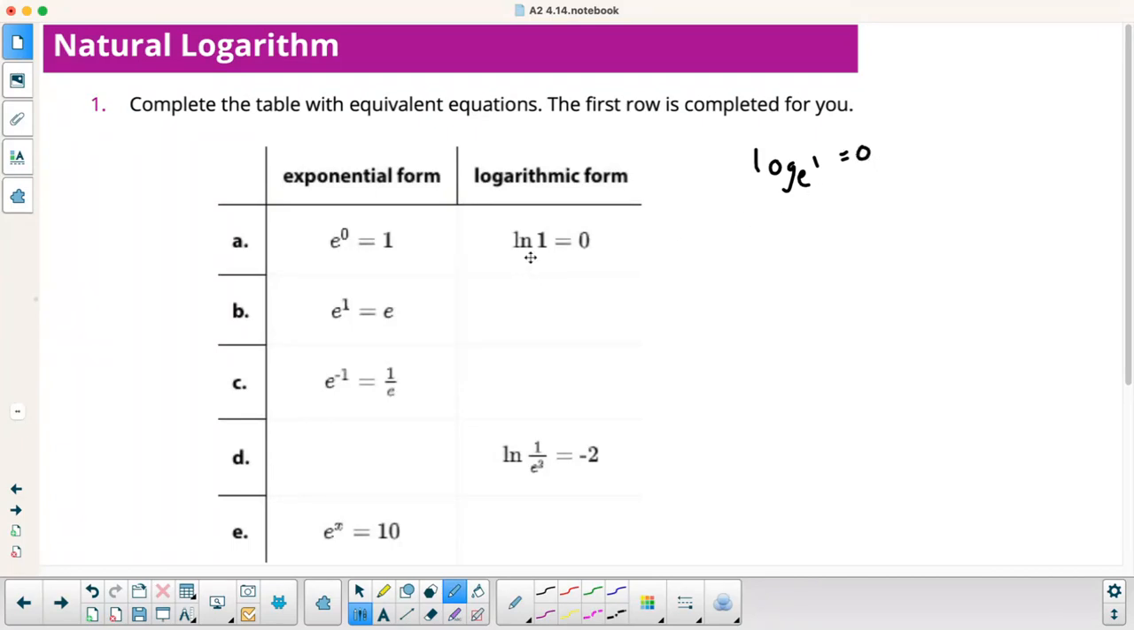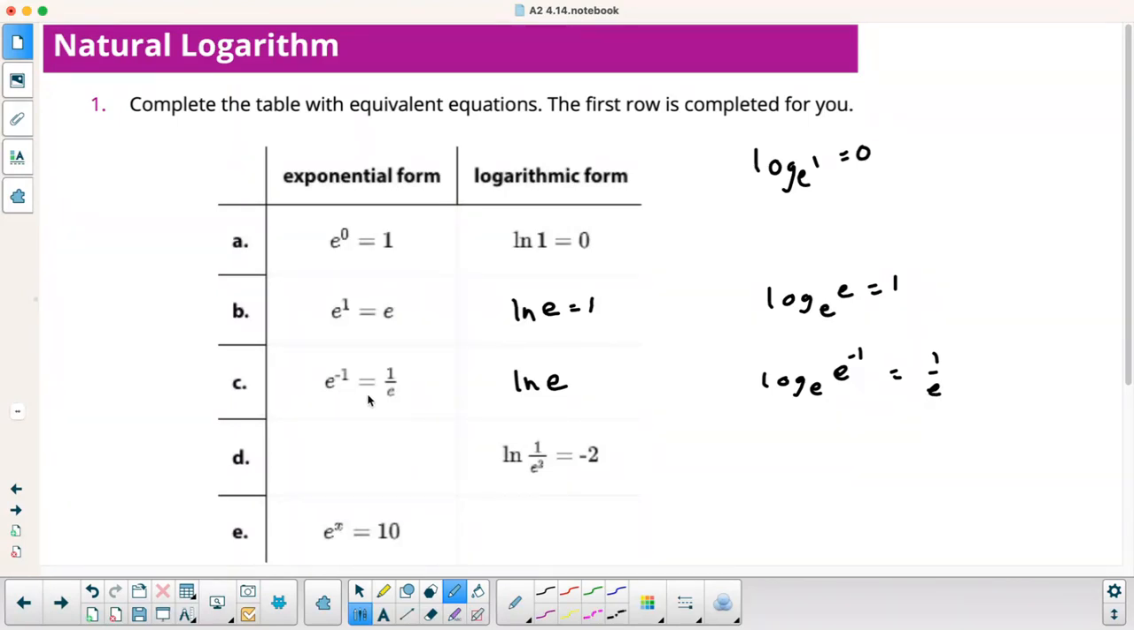Okay, same thing here. You could write it log base e of e equals 1, but instead of doing log base e, we write ln. ln means log base e. Same thing here. This is going to be ln of e. So again, it's log base e of e to the negative 1 equals 1 over e.